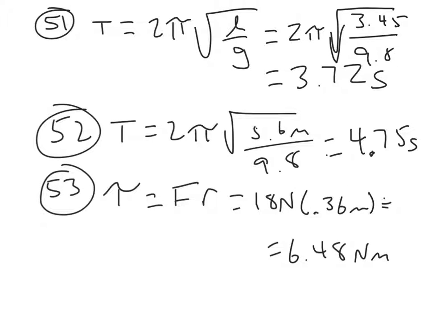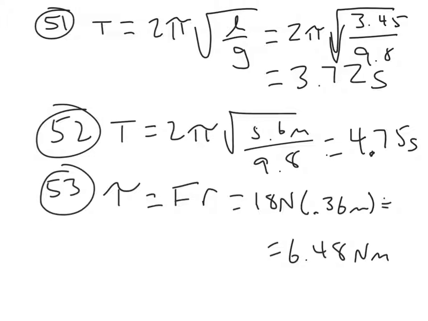51 and 52 are pendulum equations. Time is equal to 2 pi square root of L over g. You should look that up. 53 is a torque problem. 51, 52, and 53 are pretty easy questions.